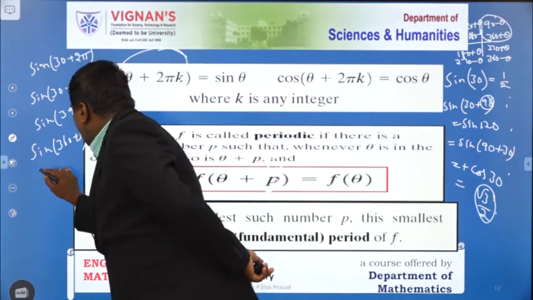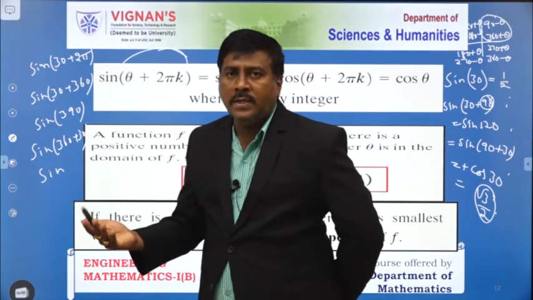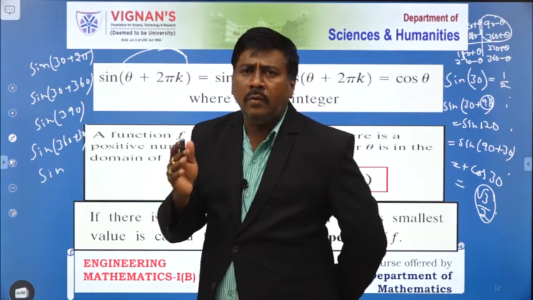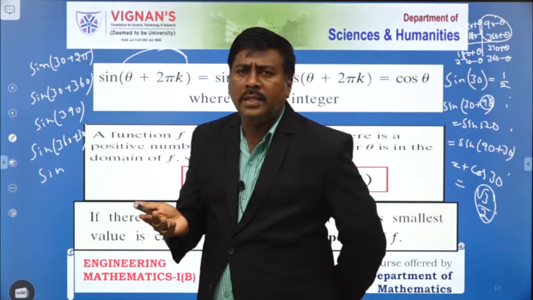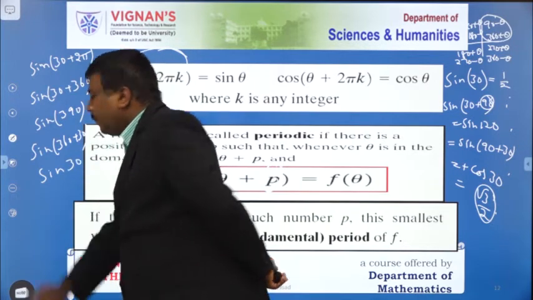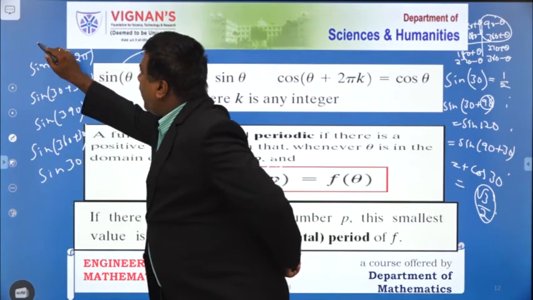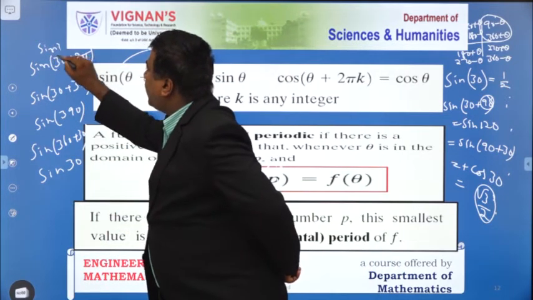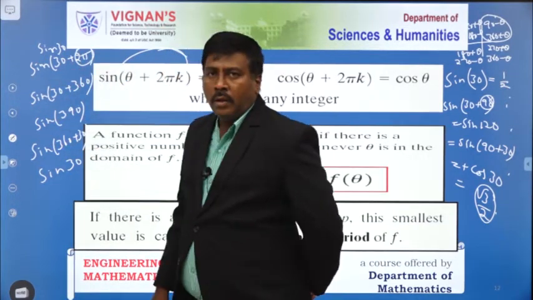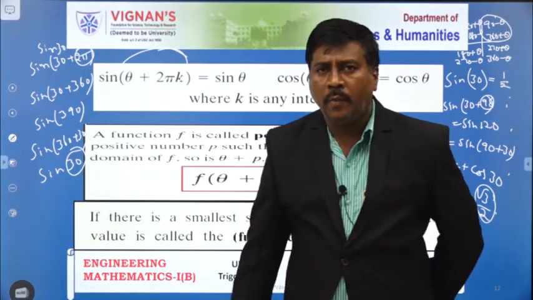At 360 degrees, sine will change to sine only, because at 0 degrees, 180 degrees and 360 degrees, sine remains sine. Therefore, this value is sine 30. In the example, the quantity we add is 2 pi, so here we get the same value. Did you all catch the point?